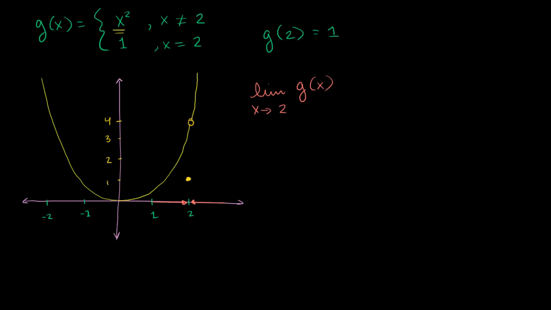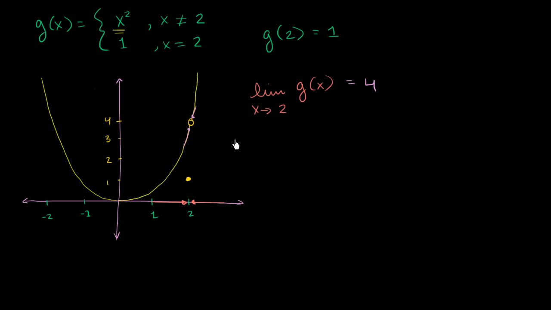And you can see it visually just by drawing the graph. As x gets closer and closer to 2, if we follow it along the graph, we see that we are approaching 4. Even though that's not where the function is, the function drops down to 1, the limit of g of x as x approaches 2 is equal to 4.